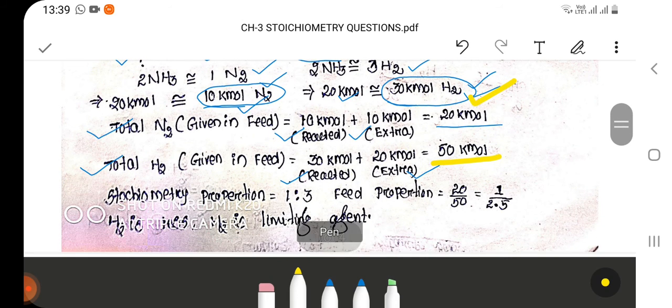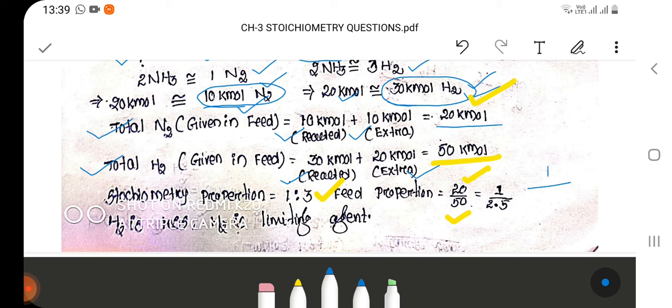Now, the stoichiometric proportion we know is 1:3. The feed proportion of nitrogen to hydrogen is 20 divided by 50. So what we have to do is divide 20 in the numerator and denominator. So we get 1 divided by 2.5.